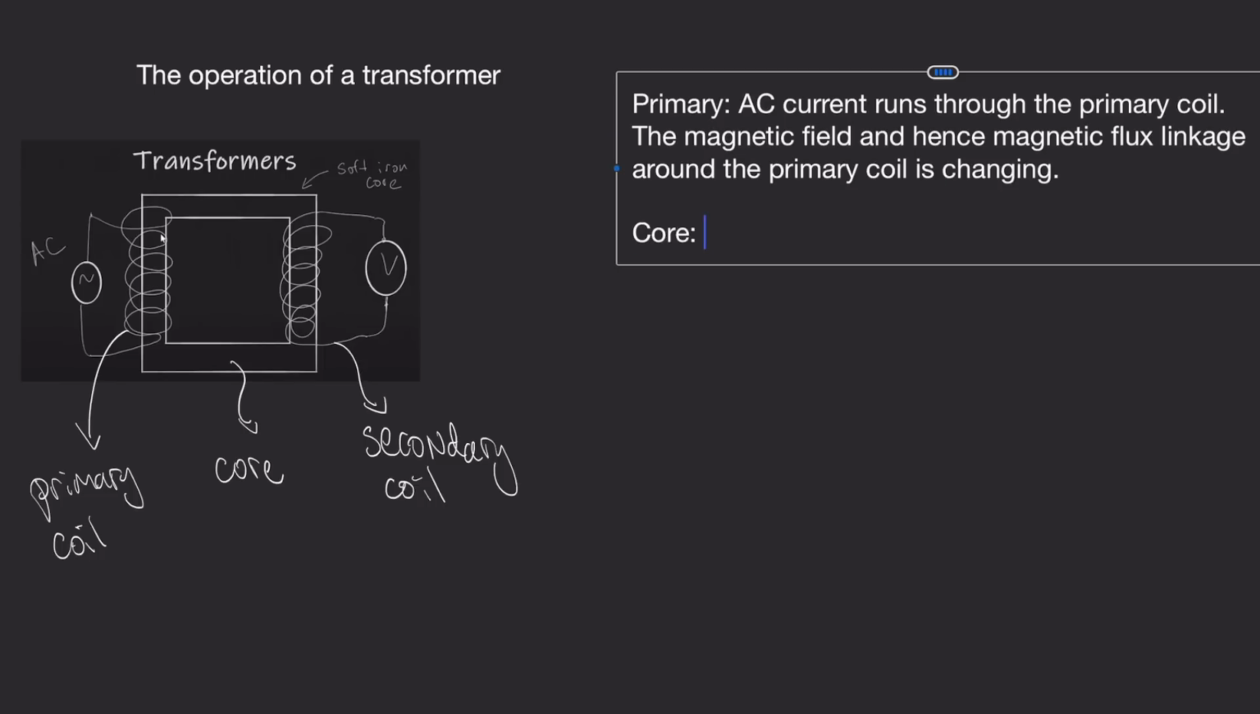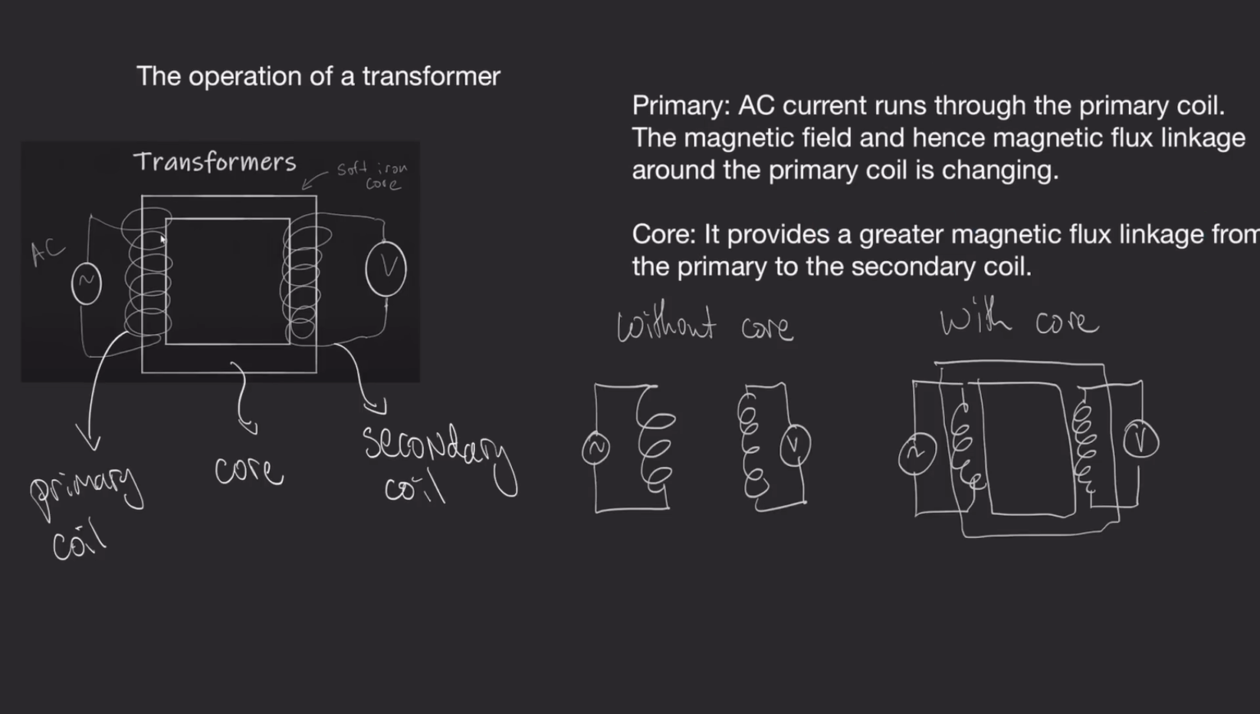The function of the core is to provide greater magnetic flux linkage from the primary to the secondary coil. This part can be a little bit tricky to remember, but without the core, the field might look something like this, all the way around like that. A lot of it will be lost into this region over here. This is just a rough sketch, of course. But if you were to build a transformer in the lab without the core, you're going to notice that the efficiency is awful. With the core, those magnetic field lines are going to remain like this all the way within the core, improving the efficiency greatly.